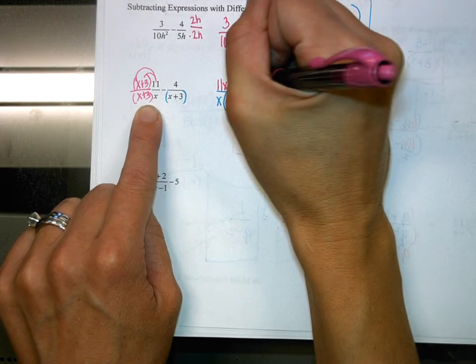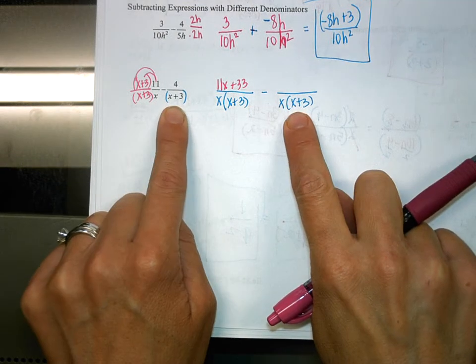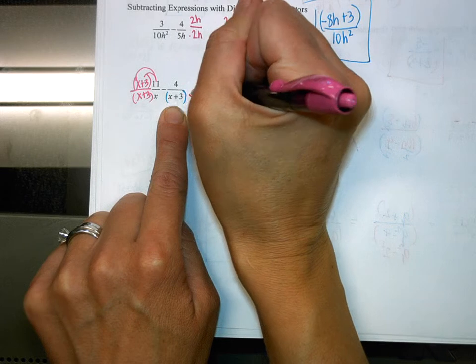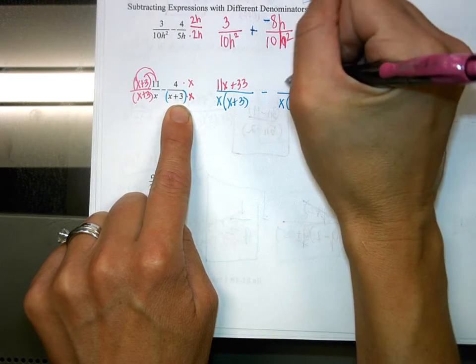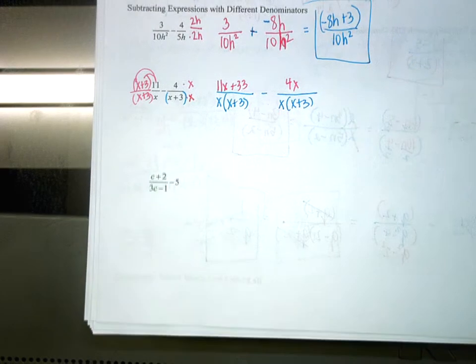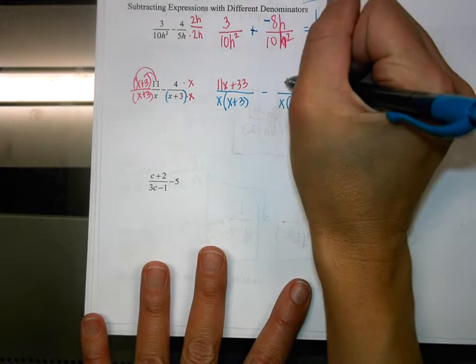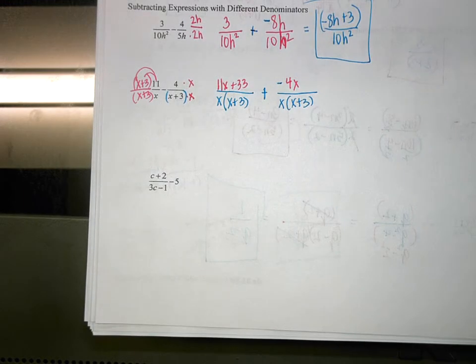Good. Okay, and what am I missing on the second fraction in order to make it x times x plus 3? x. And so we're going to multiply the top and the bottom by x. And 4 times x is? And then what do we do with our minus sign? Good. Distribute it to the top. This becomes a minus and this becomes a plus. Okay, go ahead and finish that one real quick.